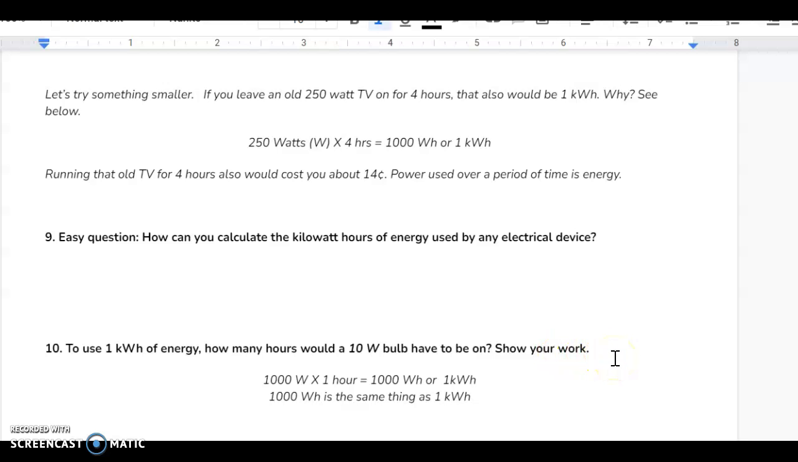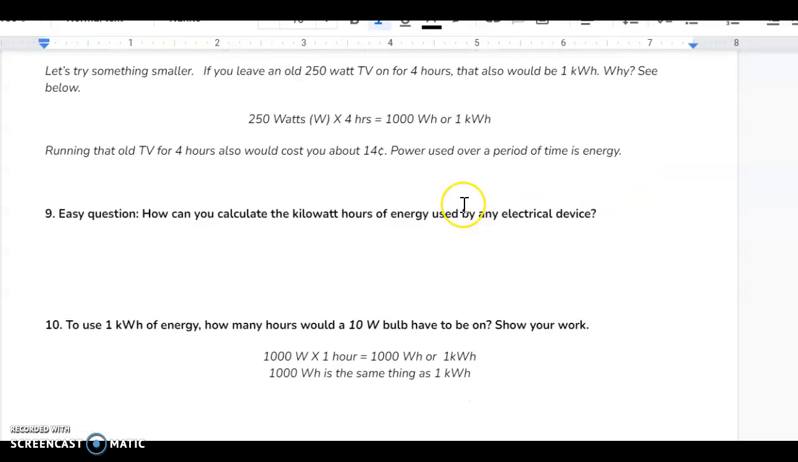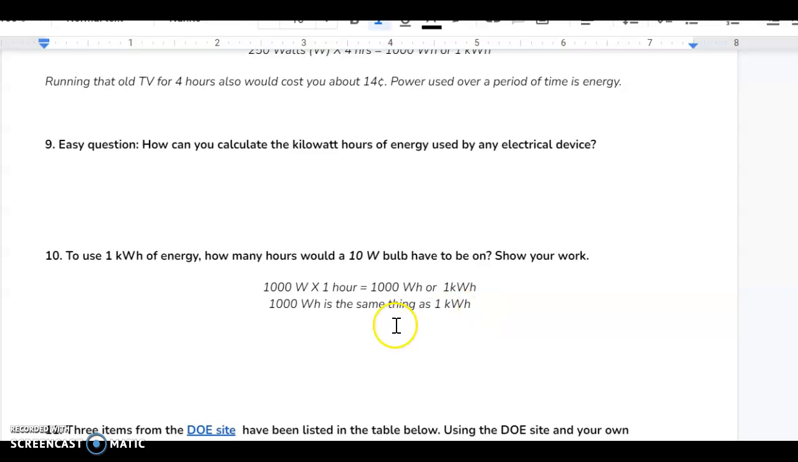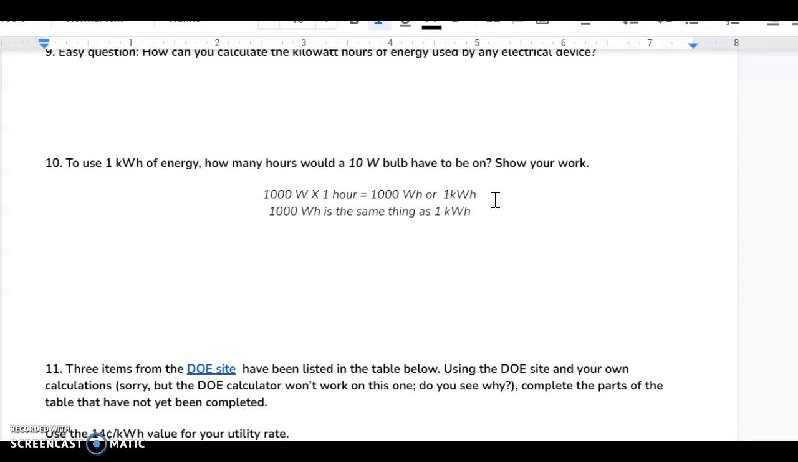And show your work. What I did was copy and paste from up above where it was walking through the explanations here. It says 1,000 watts times 1 hour equals 1,000 watt hours, or 1 kilowatt hour, because kilo means 1,000. So 1,000 watt hours is the same as 1 kilowatt hour. And down at 10, I copied and pasted those two lines so we can follow along with those as a model, and we'll write the equation we want.